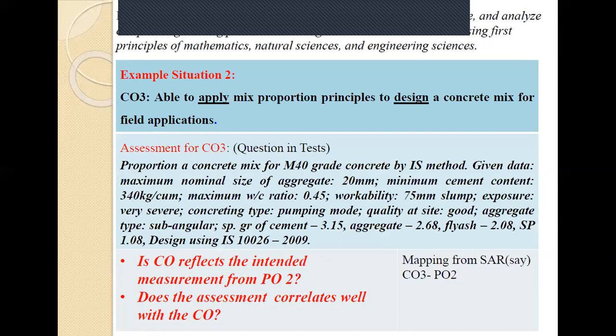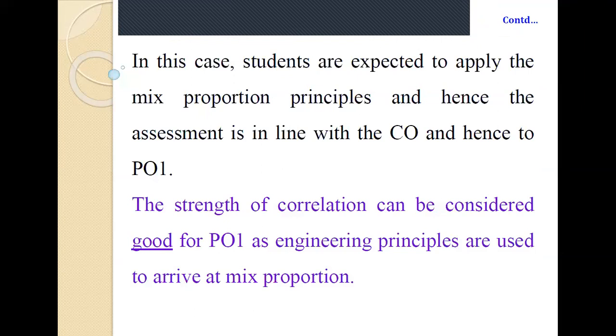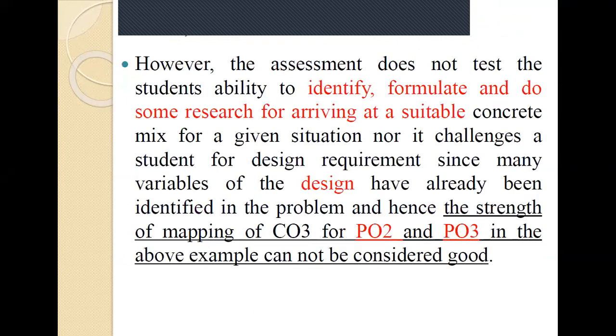Then next, similarly, another scenario: applied design. Some question is being given here, some problem is involved. Whenever we see apply, we are talking about level 3. So application, applying. In that case, how is the scenario going to happen with respect to the PO considered here? It is with PO2. The PO strength is considered good for PO1 as engineering principles are used to arrive at the mix proportion. However, the assessment does not test the students to identify and formulate, only apply. So this kind of thing is found missing here, based upon the terminology, the words that we are using. So the strength of mapping of CO3 to PO2 or PO3 in the above example cannot be considered good. That's the conclusion drawn here.